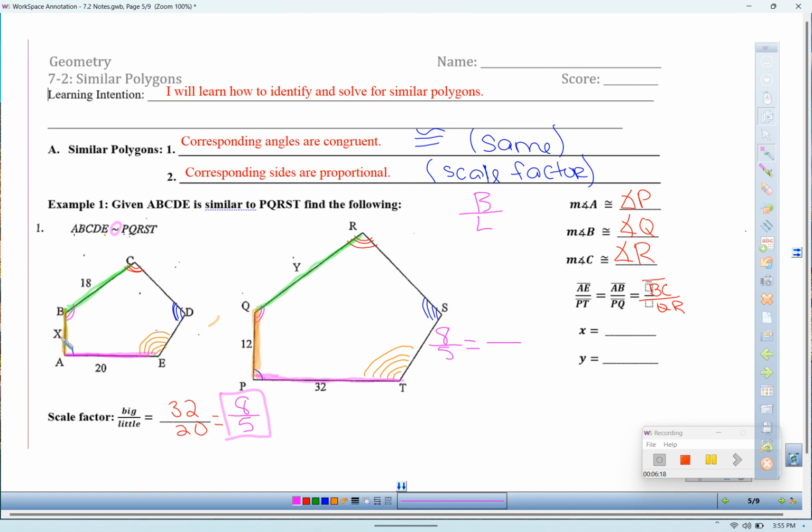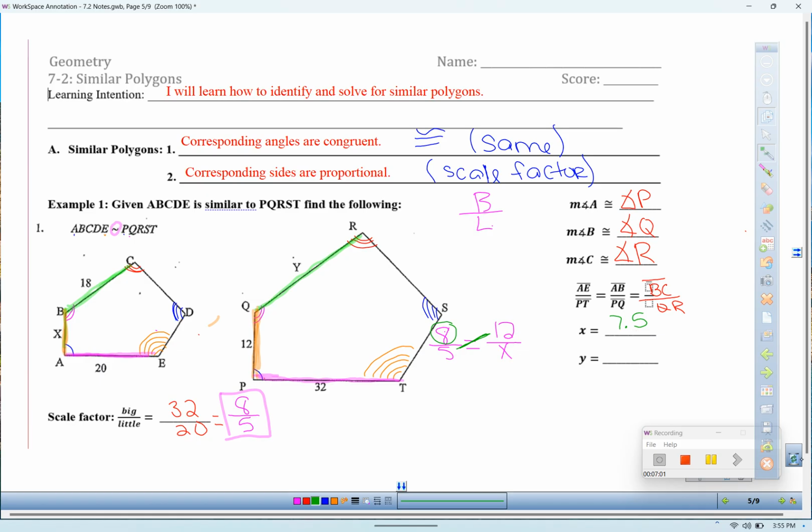So let's go find x. X is over here, so is this on the big polygon or the little polygon? Okay, it's on the little one, so we're going to put x on the bottom because little is on the bottom. And then we're going to find what is in proportion to x. It is 12, and that's on the big polygon, which is on top. Okay, so you can either set this up kind of how we learned, which would be 8x equals 24, or you can simply cross multiply and then divide by the guy opposite the x. And you should get 7.5.